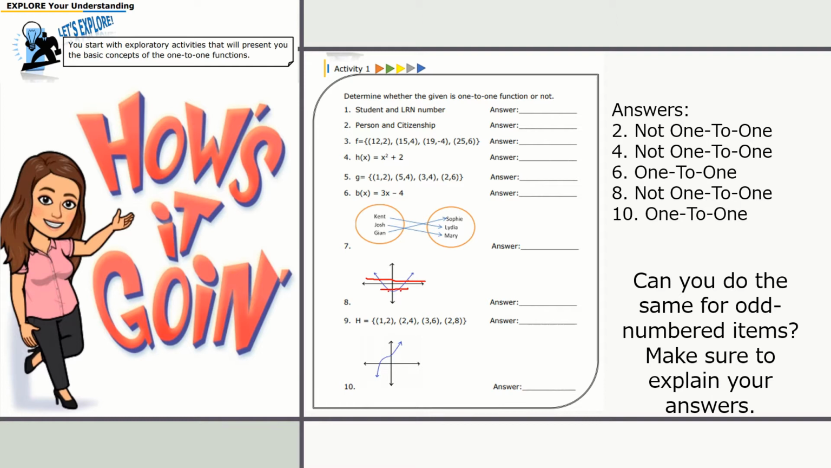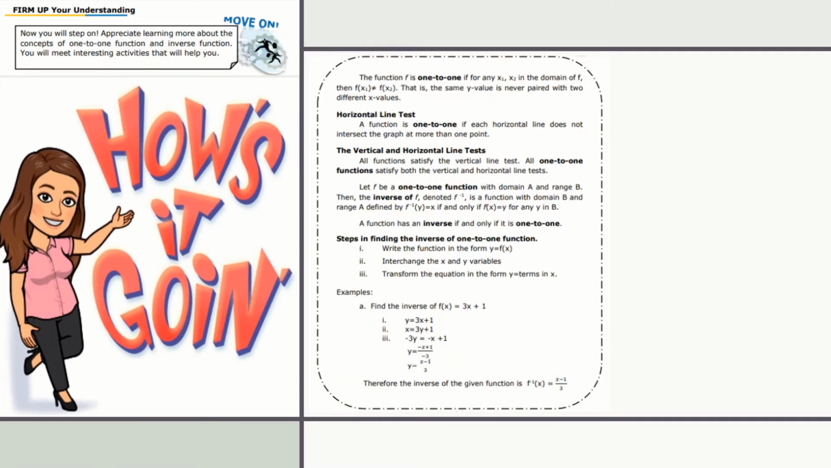See, they intersect the graph at about 2 points. So we can be sure that number 8 is really not one-to-one. It did not pass the horizontal line test. What about number 10? If you try to draw horizontal lines, pardon my not straight horizontal lines, but if they were straight, they would still intersect the graph only once. Therefore, we're sure that number 10 is one-to-one. Okay, let's go back to the next slide.